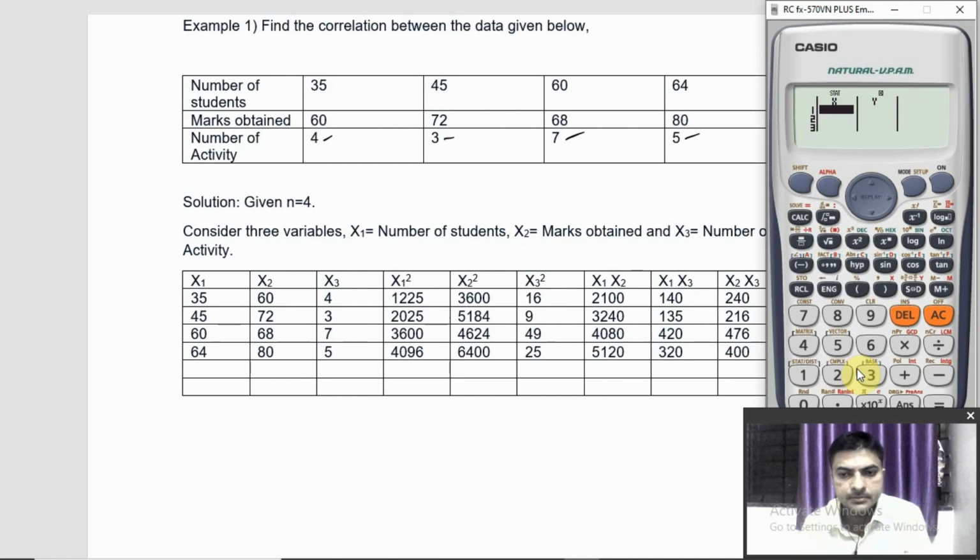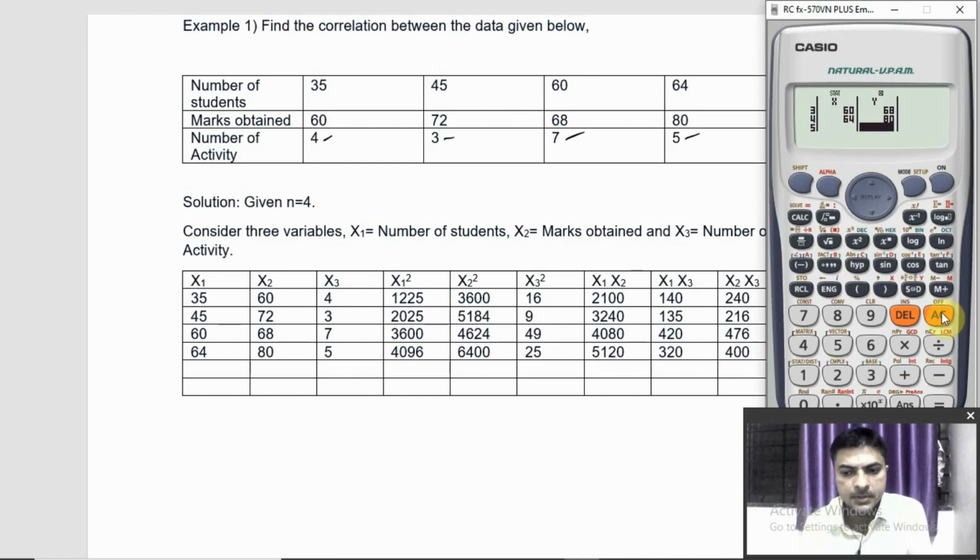So here we have 35, then 45, then we have 60, then we have 64. So I will take it up. Now I will take x1 and x2, so I will take 60, then 72, then 68, and last one is 80. Just what you have to do in this calculator, students, take x1 and x2.